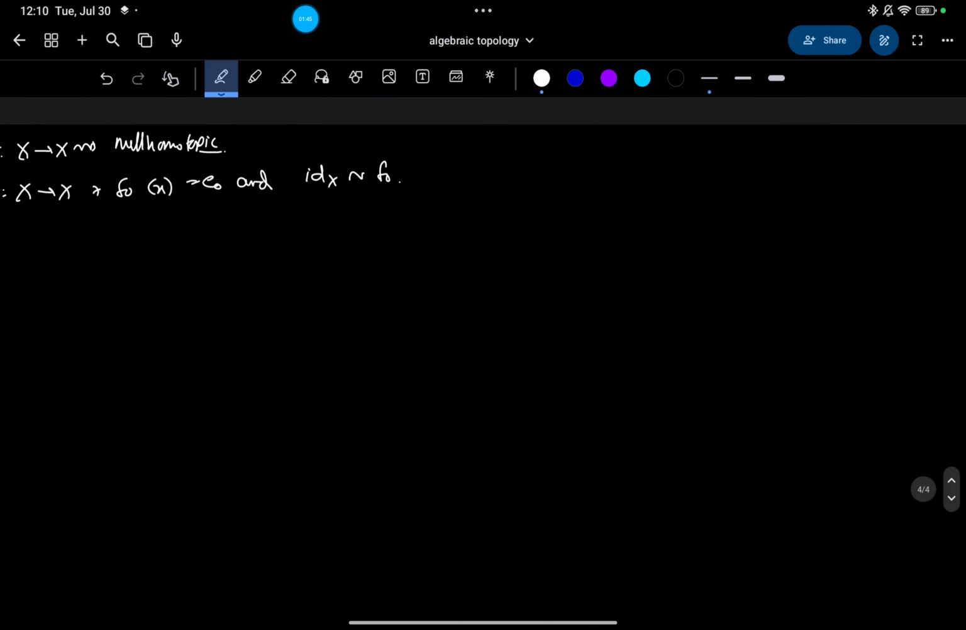Or more clearly to say, there exists capital F from X cross I to X such that F of x comma 0 is identity over X, and F of x comma 1 is x naught. In fact, it is the same as f naught of x. Okay, so that is actually what is meant by null homotopic.